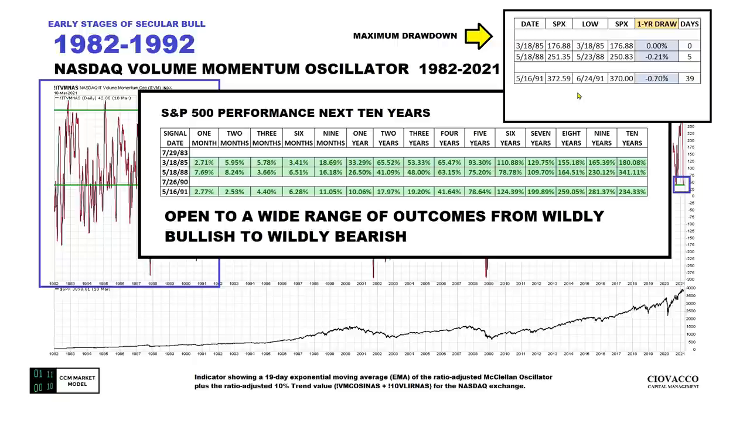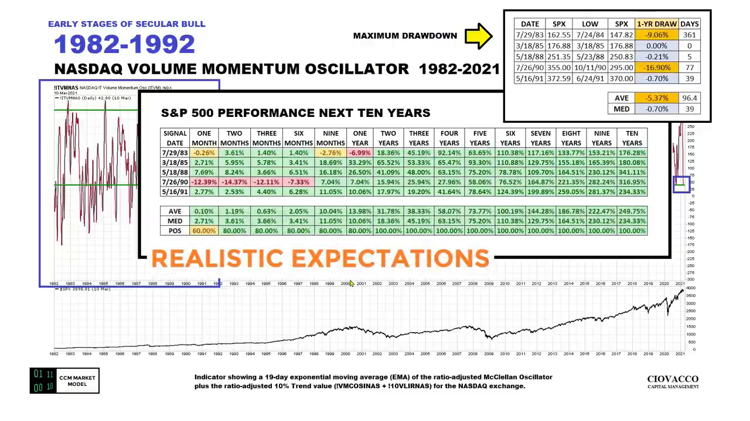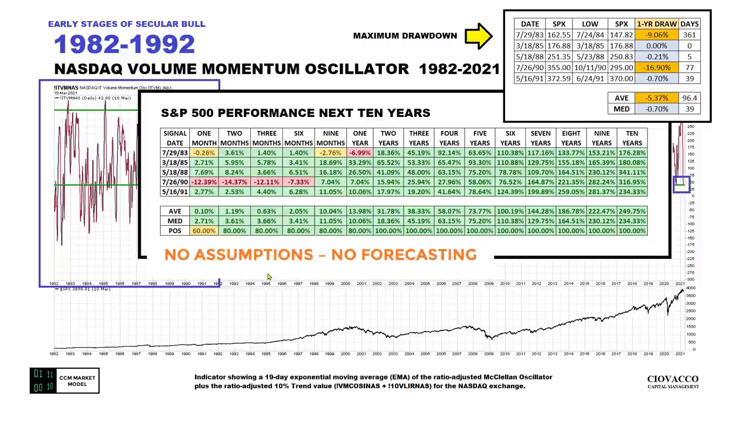Walking forward from the day of the signal, there was almost no drawdown at all looking out 1 year, and outstanding gains in these cases. How about on the wildly bearish or realistic expectations end of the spectrum? Well, we also have cases that can help us there. We see yellow, red, and orange. Something that just happened in the present day relative to history is saying it could be very dangerous to make an assumption about what any time period looks like looking out maybe 1 to 2 years.